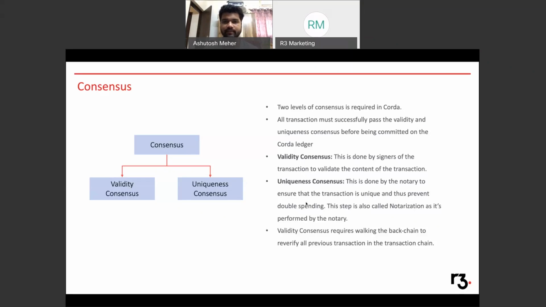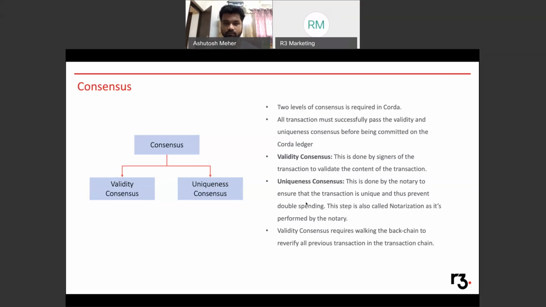Before that, it's really important that all transactions go through both these levels of consensus, and you can't skip one of them. You have to go through both validity as well as uniqueness for your transaction to be committed on the ledger. First the validity consensus is taken care of, and then the uniqueness consensus is taken care of.